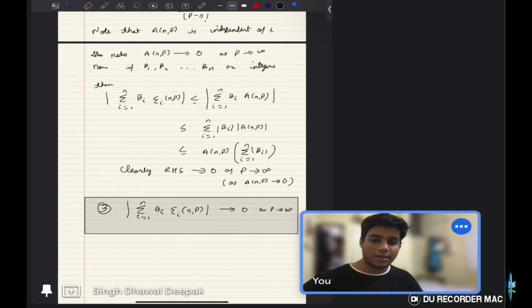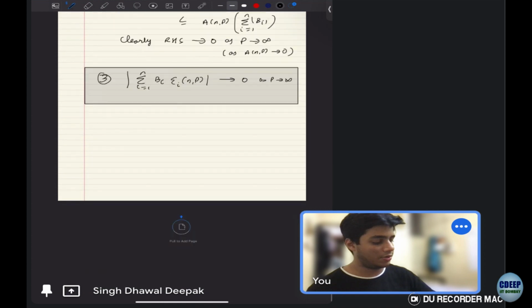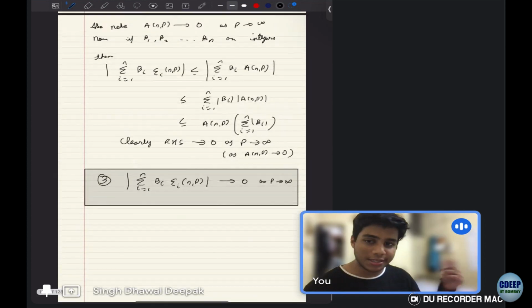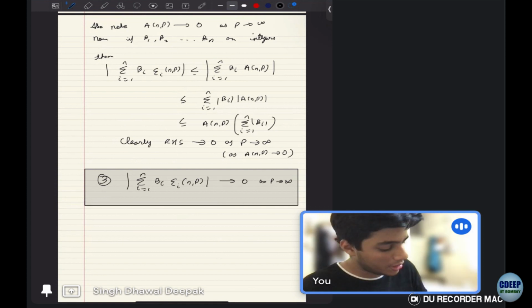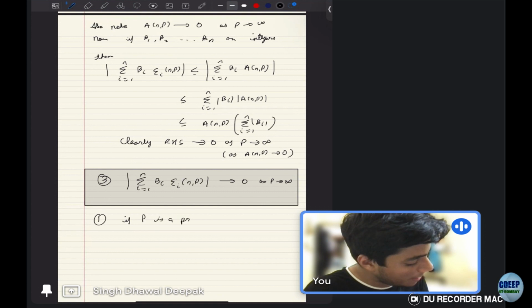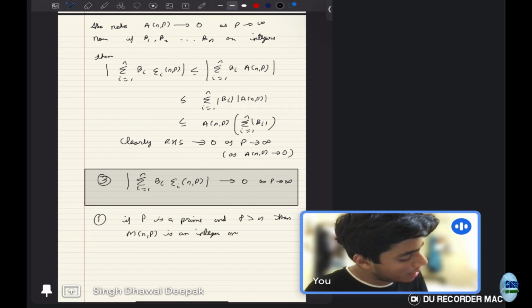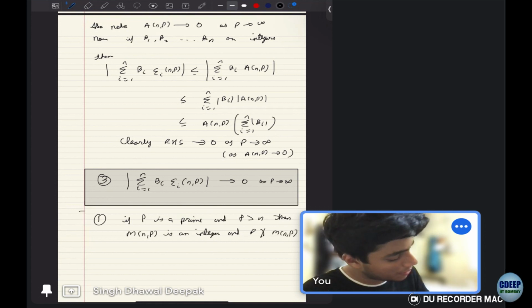Very nice. So now we have gotten the three important observations that will help us with the proof. Let me add a new page. So I will just state the first two observations. Observation number one was that if p is a prime and p greater than n, then m_0(np) is an integer and p does not divide m_0(np). This was our first observation.